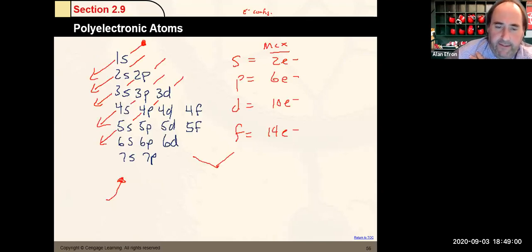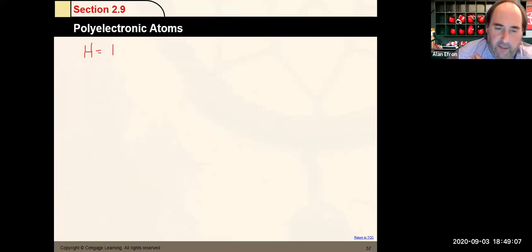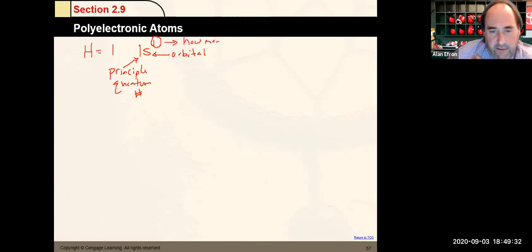So again, we would start at the top here, and 1s1 would be the electron configuration for hydrogen. The first number here is the principal quantum number, that n number. The s here is the orbital that our electron is in, and the number on top is how many electrons are in that orbital. That is how you say it, 1s1. That is also how you write it: a 1, a lowercase s, and a superscript 1 up on top. So this is the electron configuration for hydrogen.